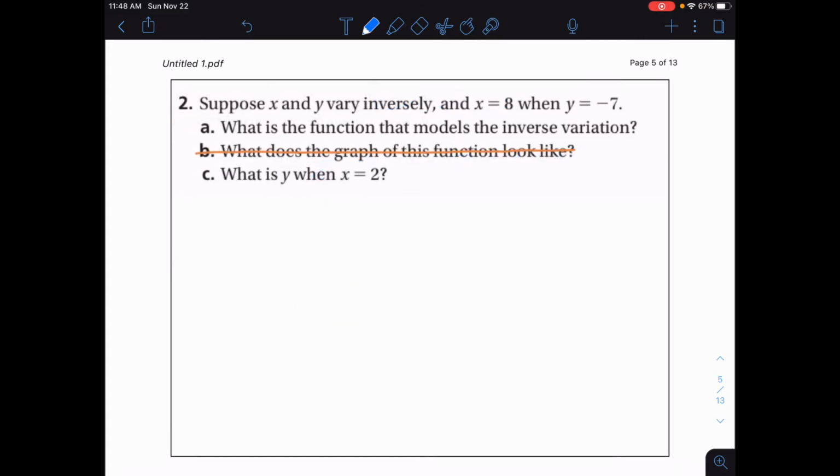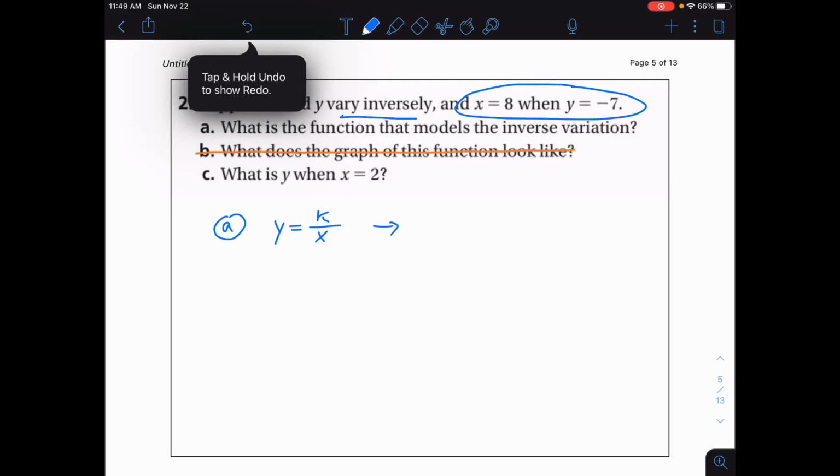So here in problem 2, we want to do the same thing. It says, suppose x and y vary inversely, that's key, and x is 8 and y is negative 7. So that means what function models this? For part A, we're going to do the same thing, y equals k over x. They tell us that x and y in this case are 8 and negative 7, so negative 7 equals k over 8.